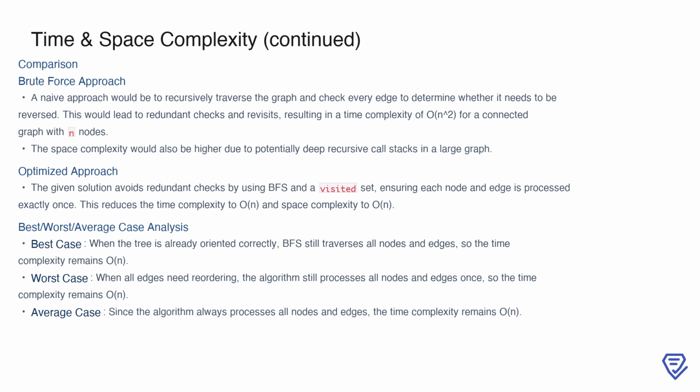In contrast, our optimized solution avoids redundant checks by using BFS and a visited set, ensuring each node and edge is processed exactly once. This reduces the time complexity to O(n) and the space complexity to O(n). Whether in the best case, where the tree is already correctly oriented, or the worst case, where all edges need reordering, the algorithm consistently processes all nodes and edges once, maintaining a time complexity of O(n).